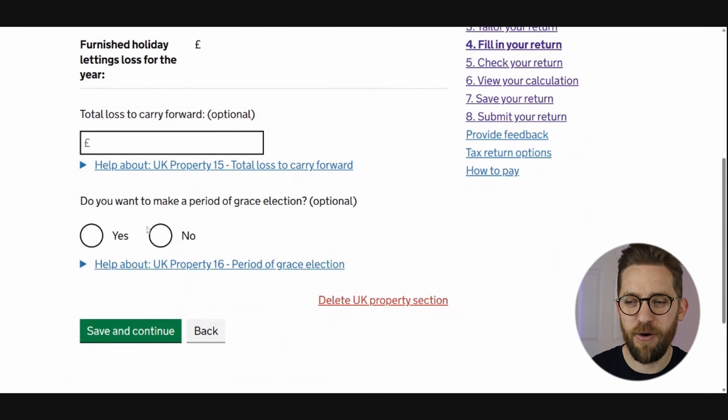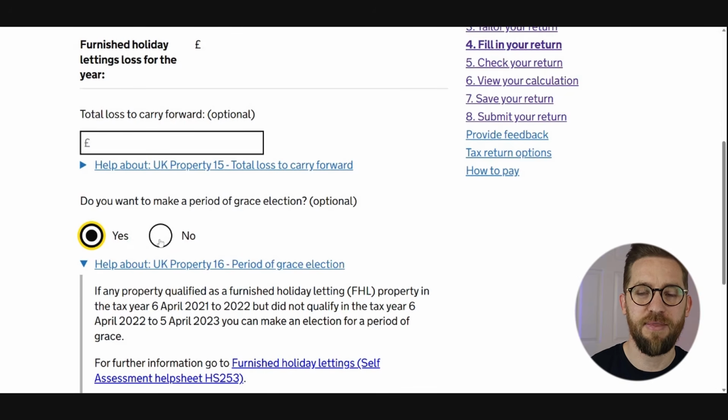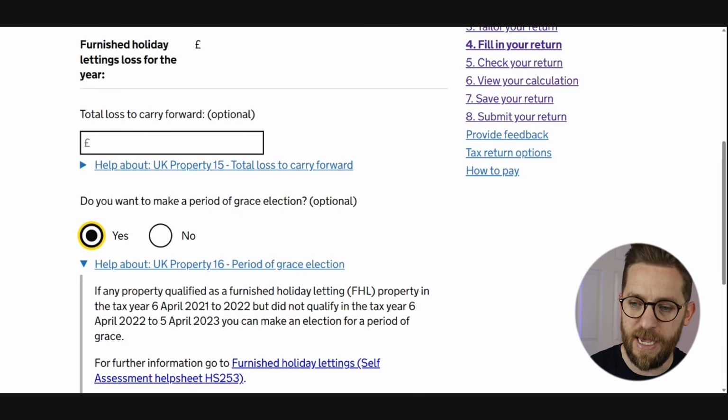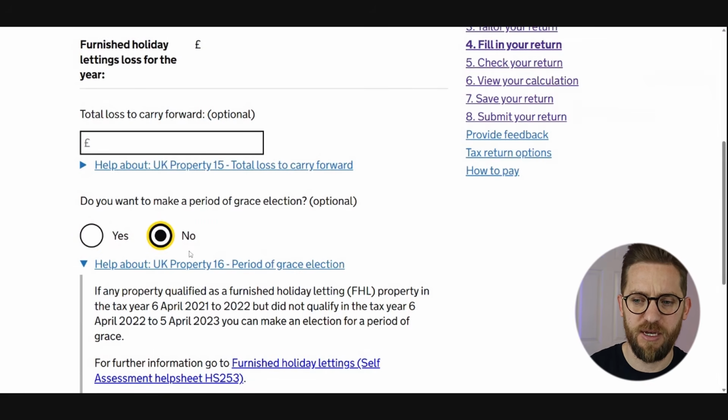Do you want to make a period of grace election? Period of grace election, again, details below, but essentially if I qualified as a furnished holiday let, I met the criteria of 210 days available, 105 days actually let in the prior tax year, but I didn't in this tax year, then I can make a period of grace election and they'll give me those benefits. They'll continue to consider me as a furnished holiday let, even though I didn't meet the criteria this year. You can only do it for 1 year, but you'll get that benefit of being able to claim tax relief on your financing costs. So it's worth claiming if you can. In this case, I'll say no.